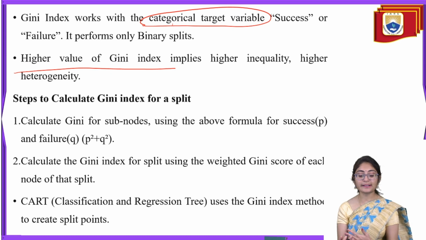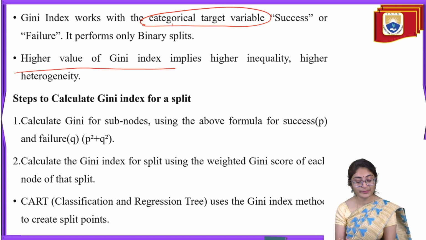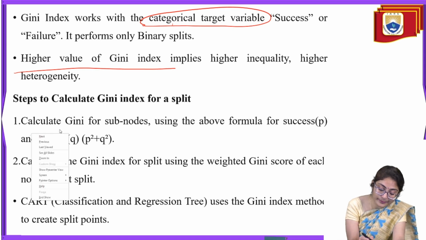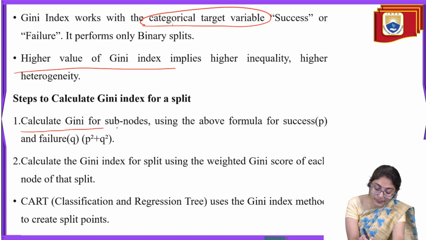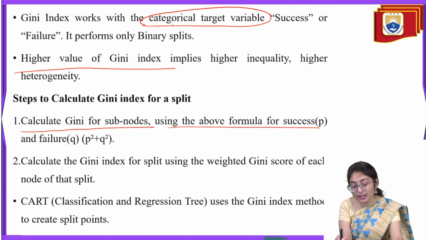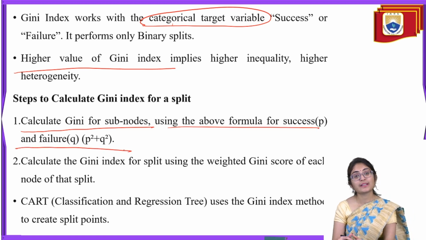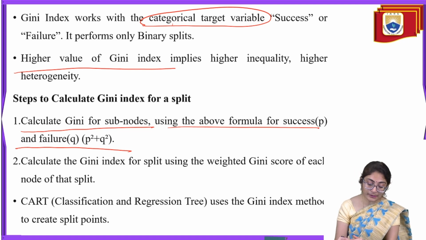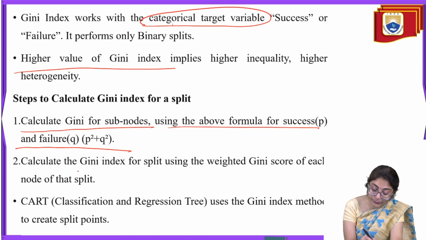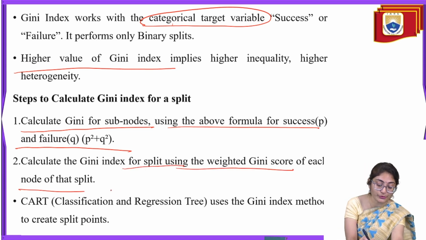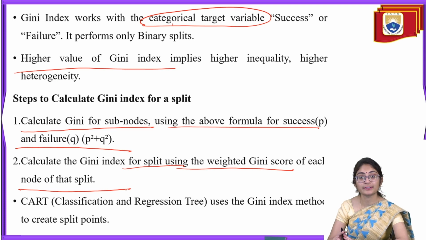Now, how will we find the Gini Index for a split? There are some steps. First step is to calculate Gini for the sub-nodes using the above formula, for success P and failure Q, that is P square plus Q square. After that, calculate the Gini Index for the split using the weighted Gini score of each node of that split.